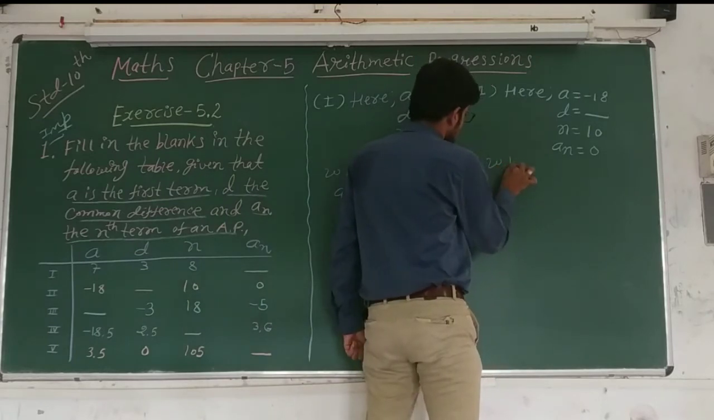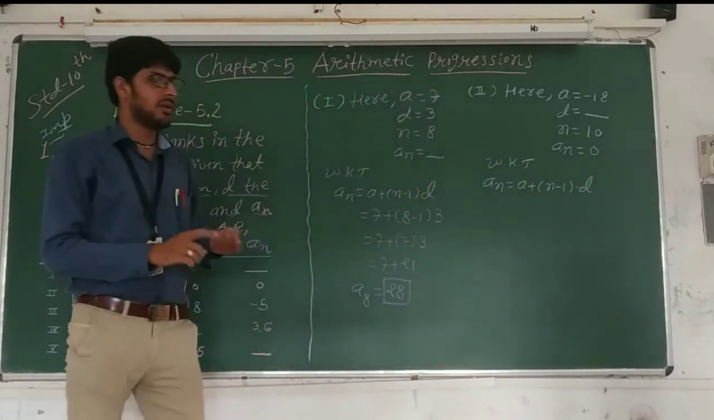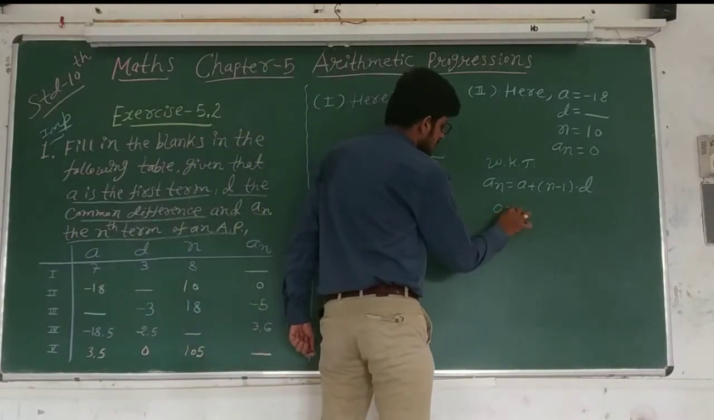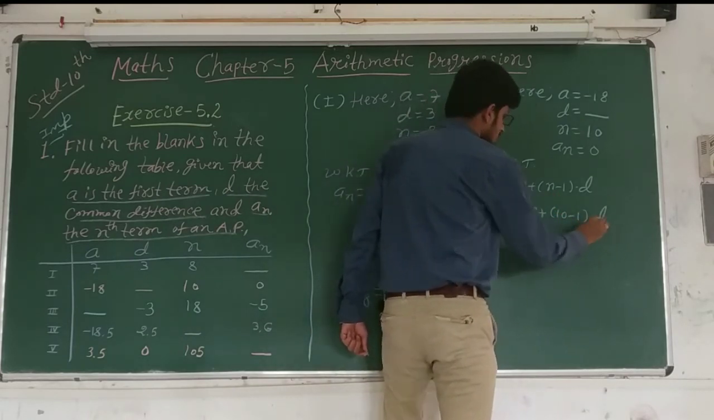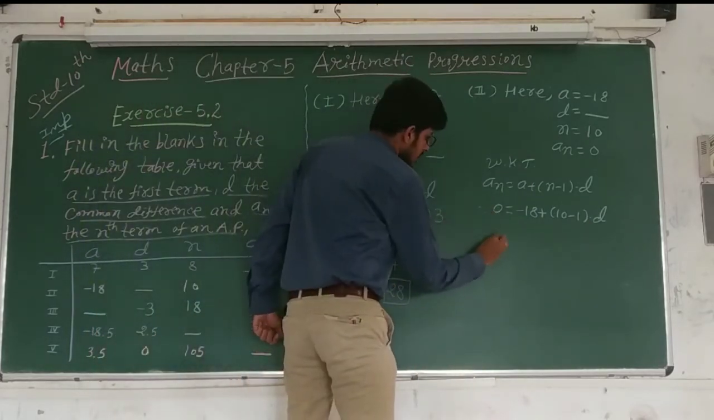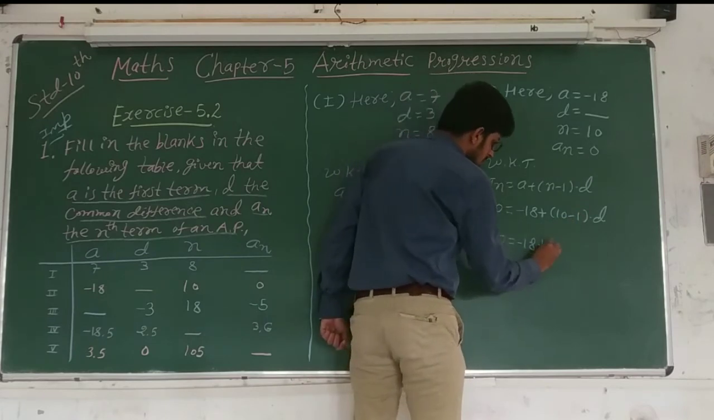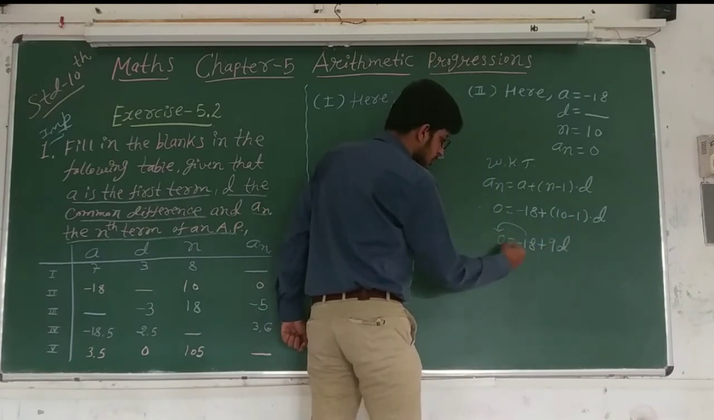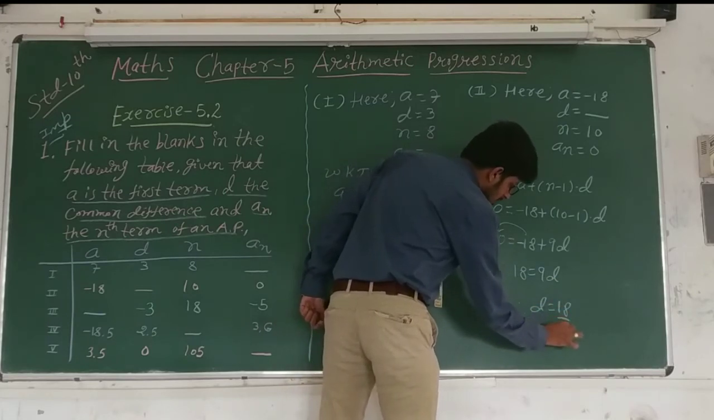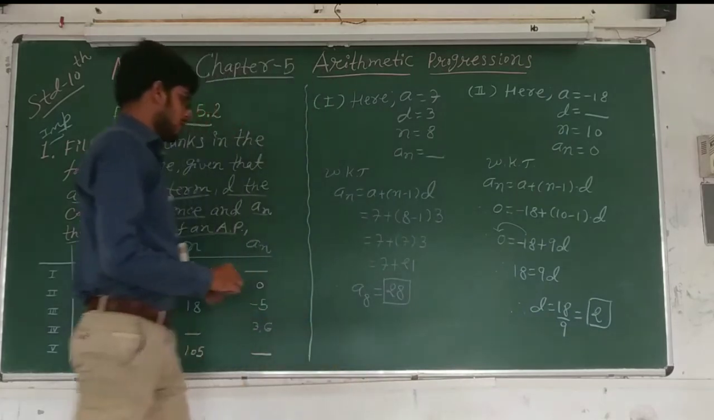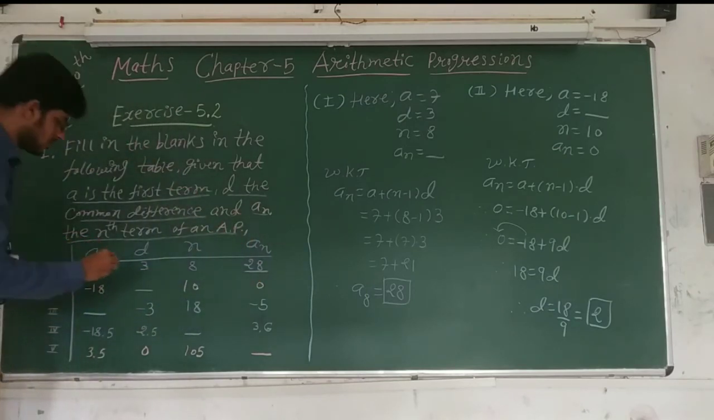Okay. So we know that a_n is equal to a plus n minus 1 into d. So simply you have to put in the values. So the value of a_n is 0, which is equal to the value of a, minus 18, plus the value of n is 10, so 10 minus 1 into d. We have to find out d. So it is as it is. Therefore, now simplify it. So 0 is equal to minus 18 plus 10 minus 1, that is 9d. Now we have to shift minus 18 to the left hand side. So it is positive because here it is negative. So 18 is equal to 9d. So the value of d is equal to 18 by 9, which is equal to 2. Okay. So in the first question, the nth term will be 28. In the second question, the value of d is 2.